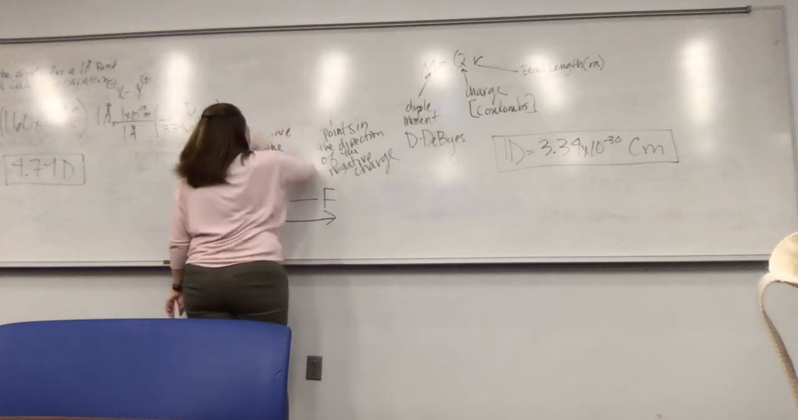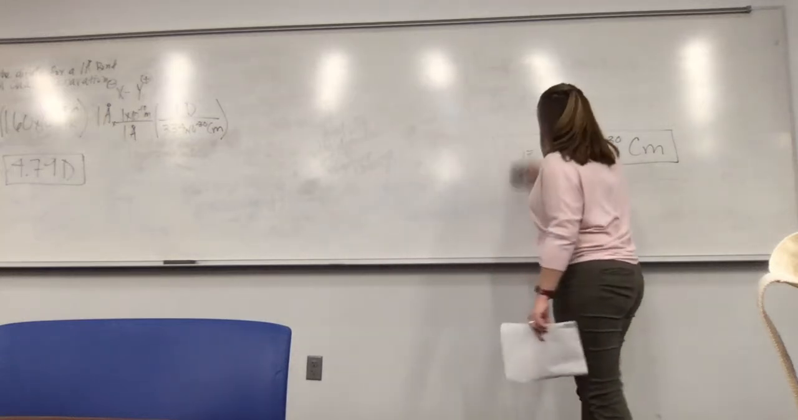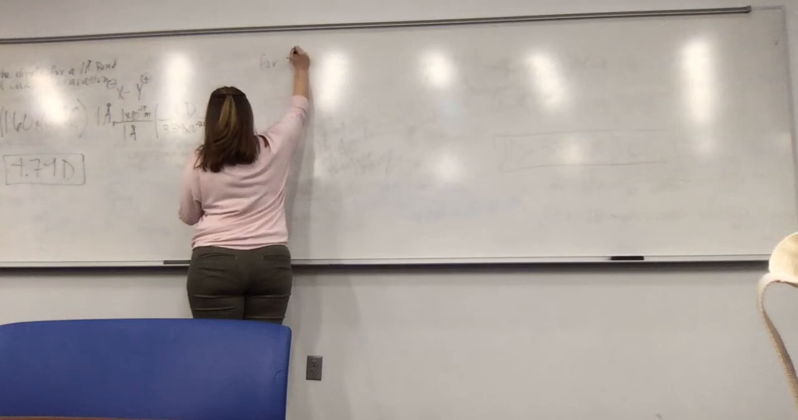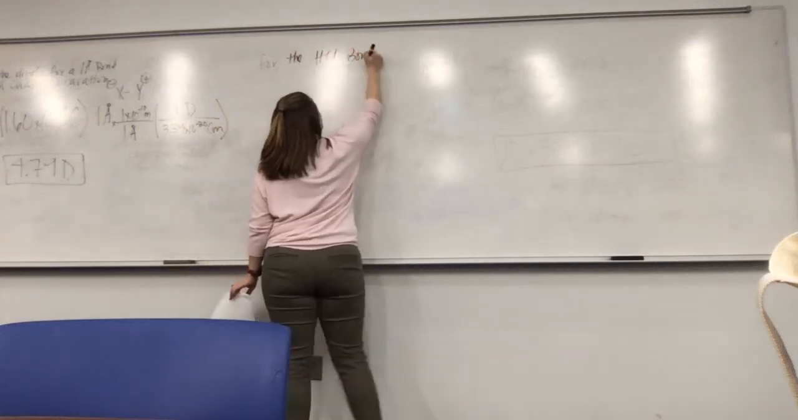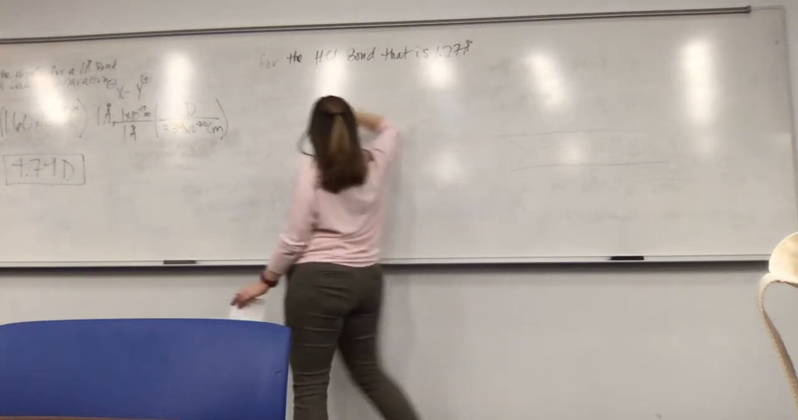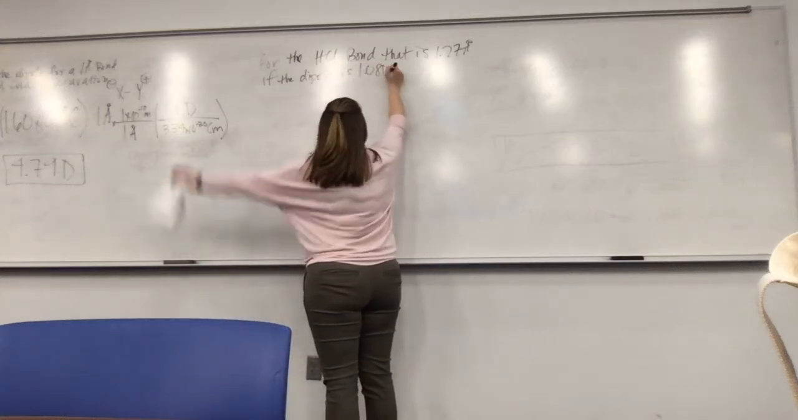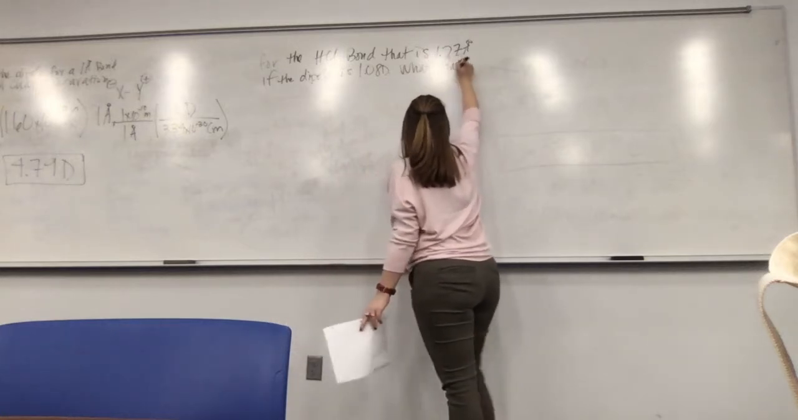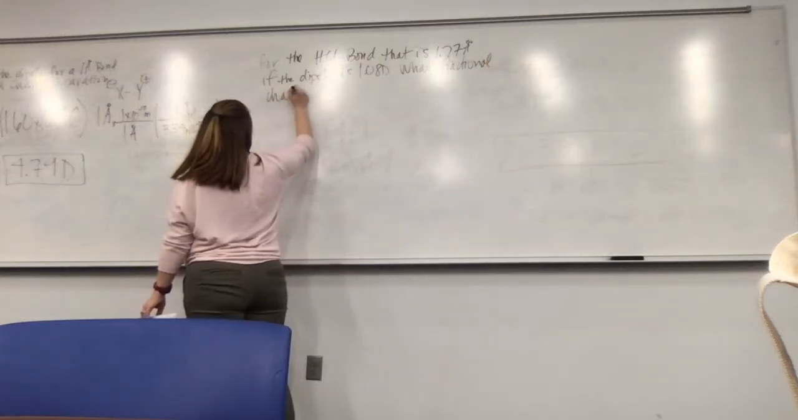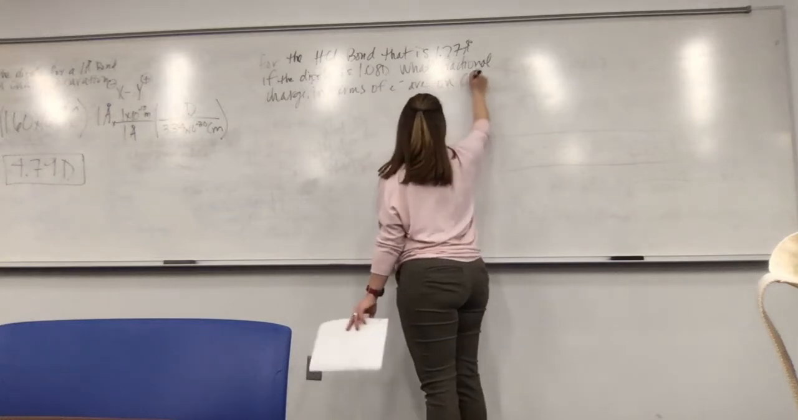So let's look at a different type of calculation. Well, the same calculation, but we're going to solve for something else. For the HCl bond that is 1.27 angstroms, if the dipole is 1.08 Debye, what fractional charge, in terms of e, is on Cl?